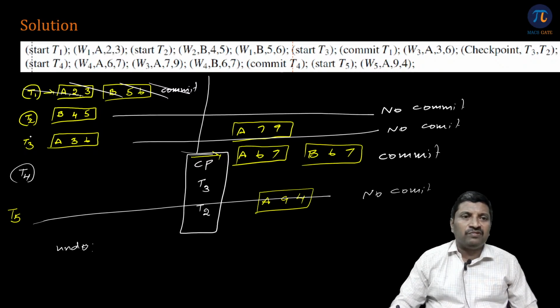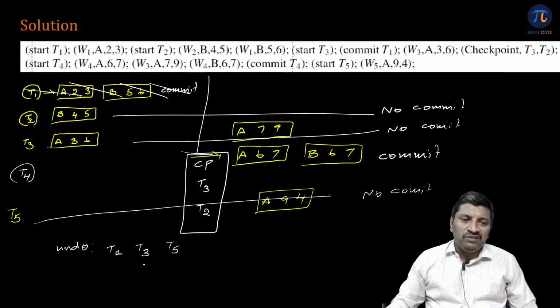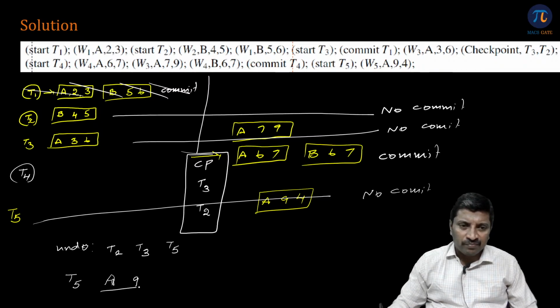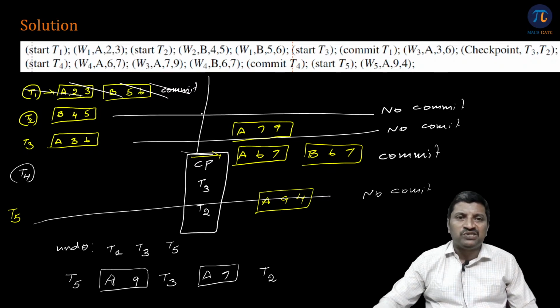Totally T2, T3, T5. Even this, we need to do in reverse order. So first T5. What is the action of T5? A 2 old value. A 2 old value means the old value is 9. Then we started T3. What are the operations of T3, sir? A 2 old value 7. Then T2. Do you have any operations after the checkpoint? No. So no operations.